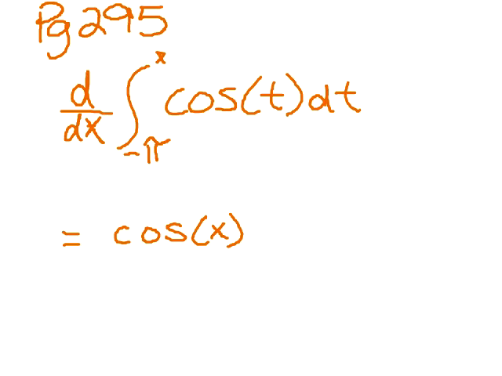So the example problem on page 295: we're supposed to find the derivative of the integral from negative pi to x of cosine of t dt. So what you do is you just plug in x where the t is, because you're taking the derivative of the integral, and your answer becomes cosine of x.